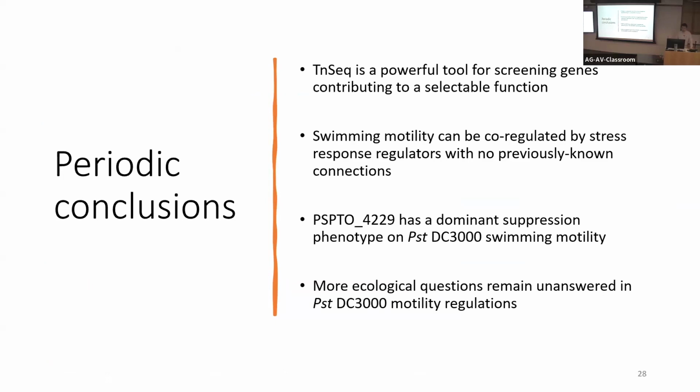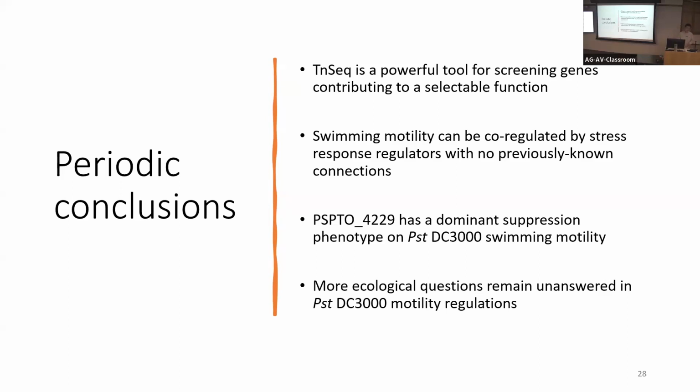So what I've told you so far for just the first project is that, one, Tn-seq is, again, very powerful, as Laurie told you a couple of weeks ago. As long as you can select a function, this is a tool that can get you most of the genes you're interested in or give you great candidates. Second, swimming motility in disease development can be co-regulated by stress response with no previously known connections to motility. And third, 4229 has a dominant suppression phenotype on motility.